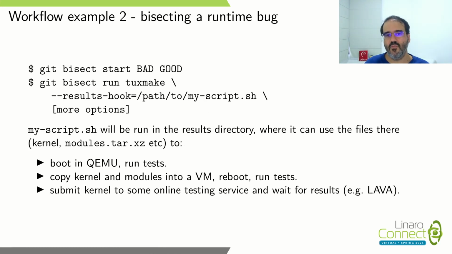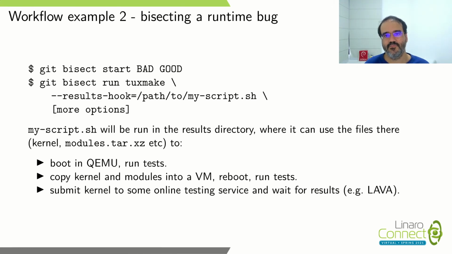Now a second example, when you want to bisect a runtime bug. So you can use a results hook and pass a script that's going to be called in the results directory. So for instance, that script can get the kernel you just built and boot it into QEMU, run tests. Or the script can copy the kernel and the modules to a VM, do a reboot and run some tests. Or you can submit the built kernel to some online testing services. For example, you can submit it to Lava for testing.